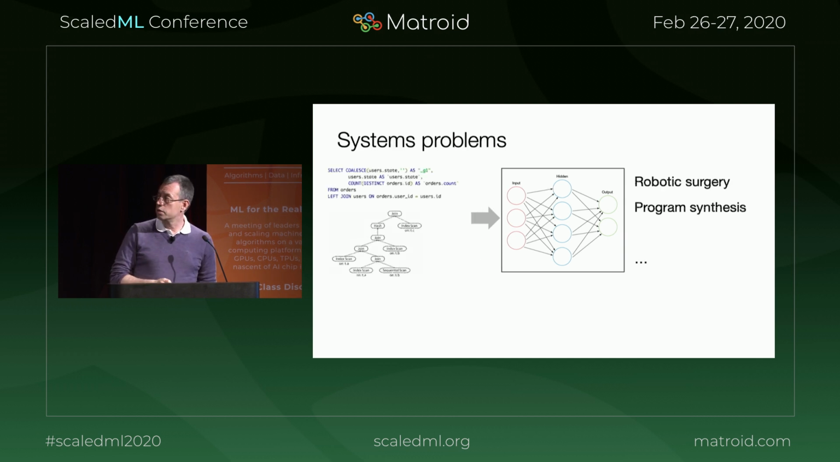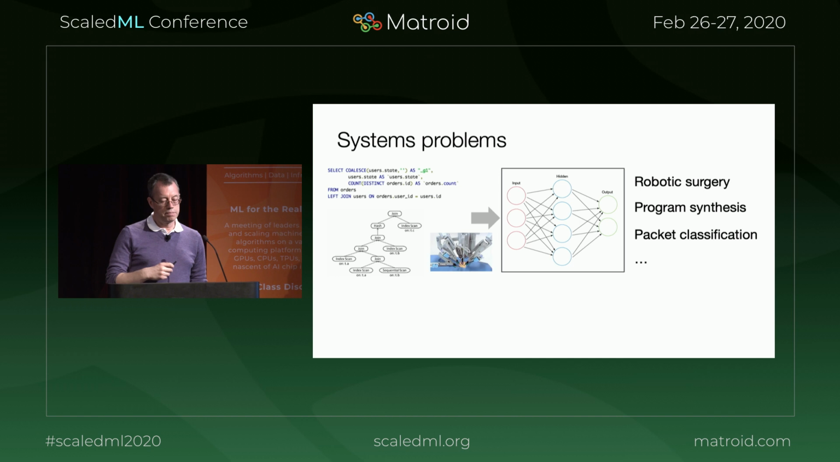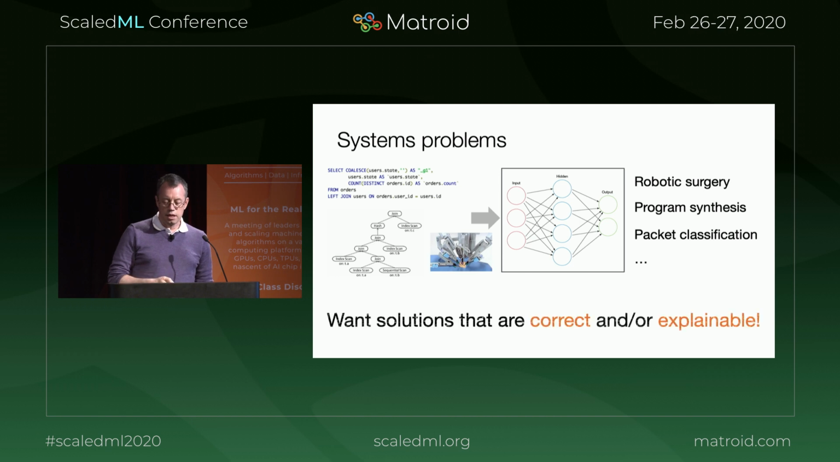However, when we start to apply machine learning and AI to systems, things are a little bit different. If you think about program synthesis, packet classification, or controlling a system, then in many cases people expect the algorithm, the particular control, or the particular decision we are making to be correct and also explainable. Okay, when a decision is made, you want to know why the decision has been made.